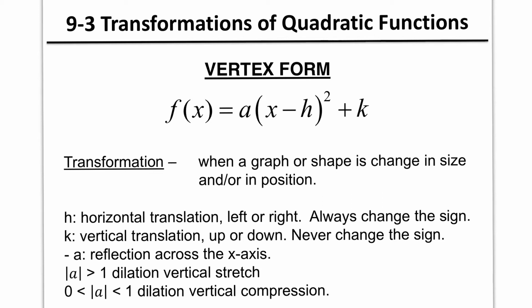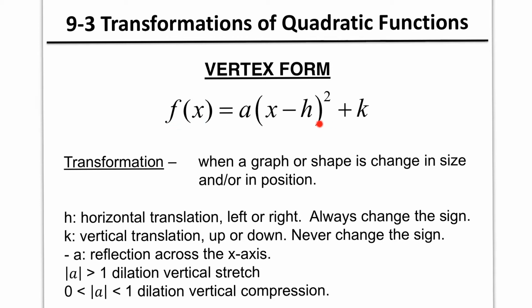So when you guys start moving around the coordinate plane, and this is a transformation in math, you move around the coordinate plane, you change the size, and that is a transformation. So that's what it says here in the definition of transformation: when a graph, and that's what we're going to look at, or a shape, this is more for geometry, changes in size and or in position. So one of the things in transformation is called the horizontal translation. So let's look at that vertex form and understand where that horizontal translation comes from.